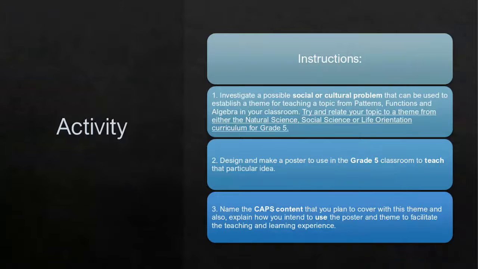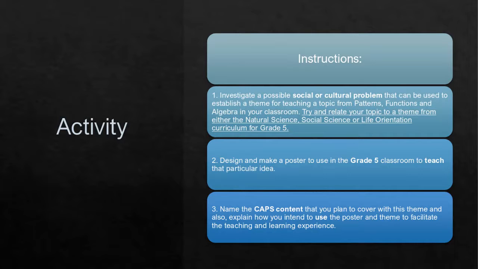Right, so let's unpack the activity again. These are your instructions. Investigate a possible social or cultural problem that you can use as a theme for your poster to teach a topic from patterns, functions, and algebra in your classroom. Related to a topic or a theme of natural sciences, social sciences, or life orientation for grade 5. So that is what I've just explained.